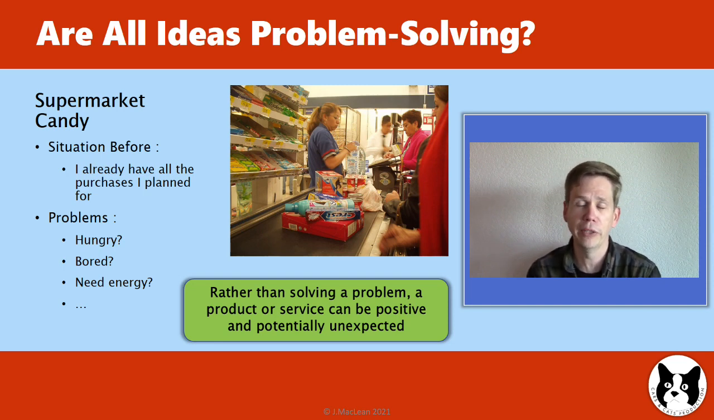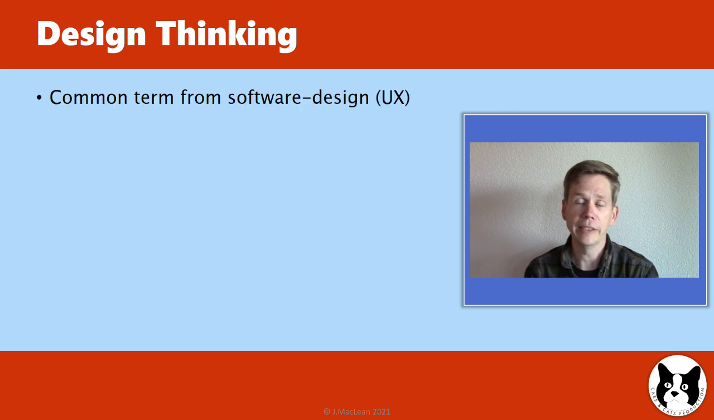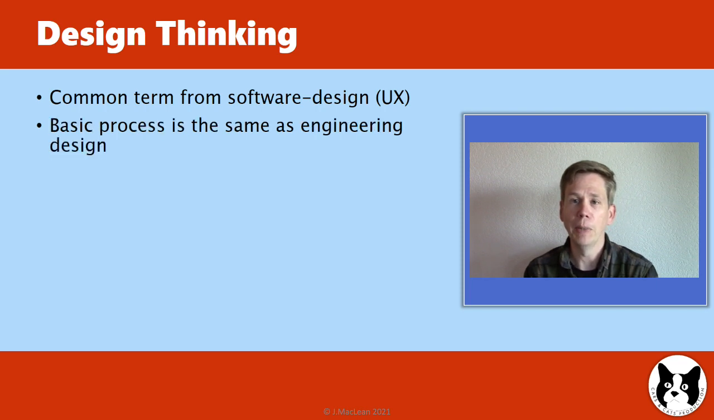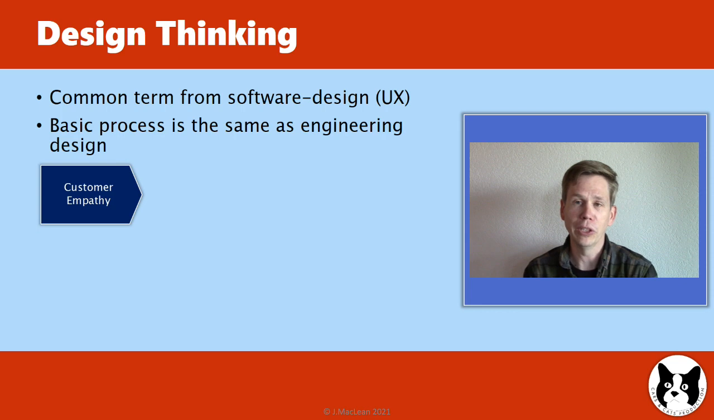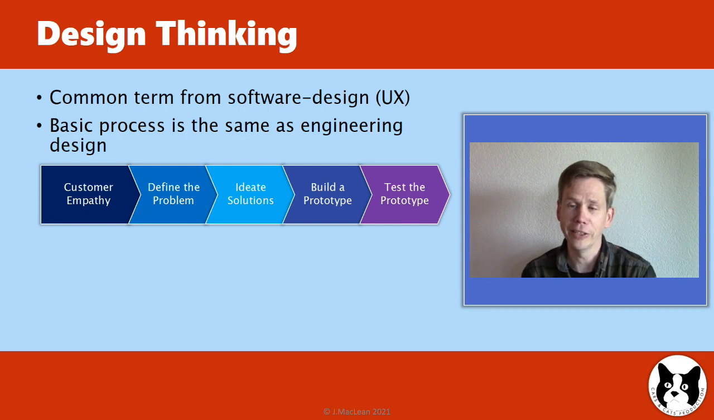So some of these next tools are very good at dealing with those situations. So the first one is design thinking. Design thinking is a common term in software design, and particularly UX. It's very trendy. But actually, the basic process is the same as engineering design. And it's the same as what I've used for the last 20 years of my career. So most engineers will find this familiar. Very simply, it says start with understanding your customer, define the problem that the customer has, generate some solutions, build a prototype, test the prototype. So that is basic engineering, actually.